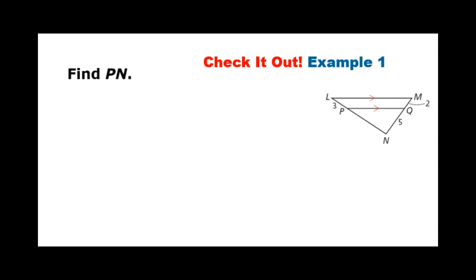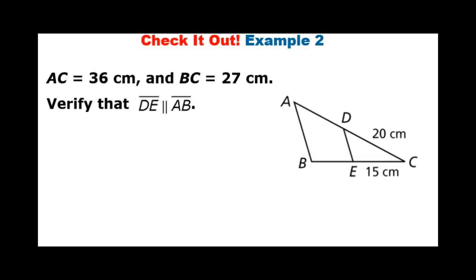Okay, for Chapter 7, Section 4, that's all I have. You do have 2 practice problems I want you to try. Check it out, example 1. That's printed for you on the handout. It's asking you to find PN. It should look like this.